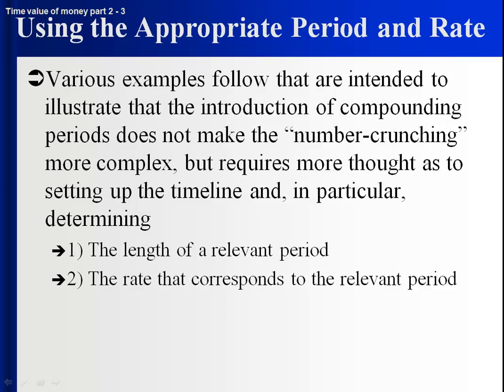So let's take a look at some examples. As it says here, the goal is to show that compounding doesn't make the number crunching more complex. The number crunching stays the same. The challenge that's been added is that you have to put in more thought as to setting up the timeline. What's the relevant period length? And therefore, once I have that, let me make sure I have the rate that corresponds to that period. So that's what we want to focus on. But the number crunching in these upcoming problems is nothing new.